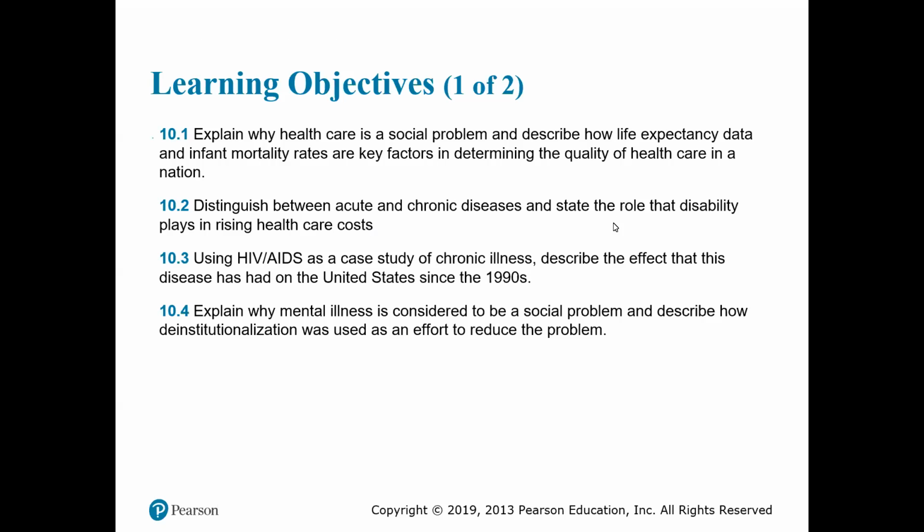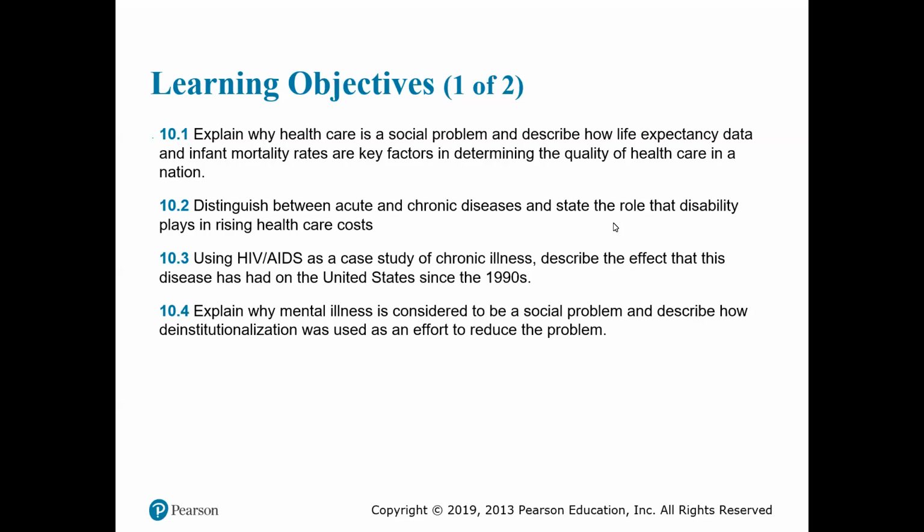After reading Chapter 10 and watching this video, you should be able to explain why healthcare is a social problem and describe how life expectancy data and infant mortality rates are key factors in determining the quality of healthcare in a nation. Distinguish between acute and chronic diseases and state the role that disability plays in rising healthcare costs. Using HIV as a case study for chronic illness, describe the effects that this disease has had on the United States since the 1990s. Explain why mental illness is considered to be a social problem.